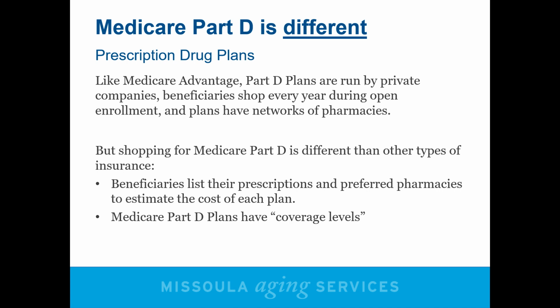The way that you shop for one of these plans is you make a list of your prescriptions and your preferred pharmacies to estimate the cost of each plan, and then you do a matchmaking process of matching your list of prescriptions with the best plan for you. You really want to do that process and not try some other way to figure out the plans, because the plans are so dang complicated to figure out, and we'll see that. And one of the reasons why is because they have these coverage levels.